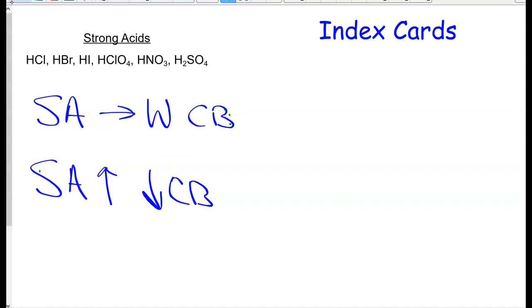Right now, just copy what you see in my blue writing. This stands for strong acid, weak conjugate base, and as the strong acid increases, the conjugate base will decrease. This is that relationship between the increasing strong acid makes a decreasing conjugate base, or an inversely related piece. All right, we'll get back to this here in a little while, and now we're going to go to example 4.